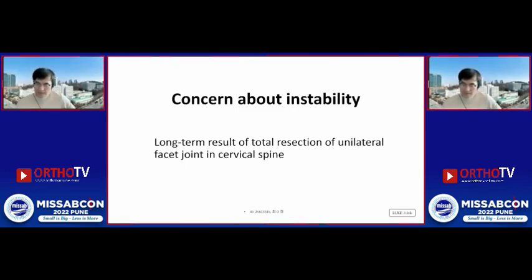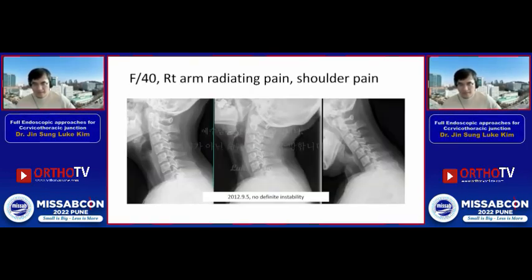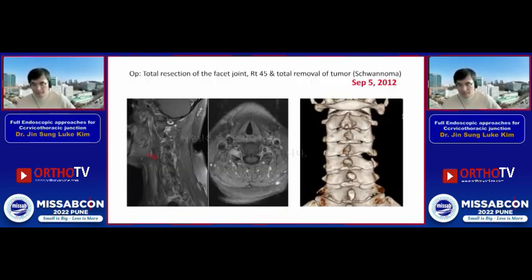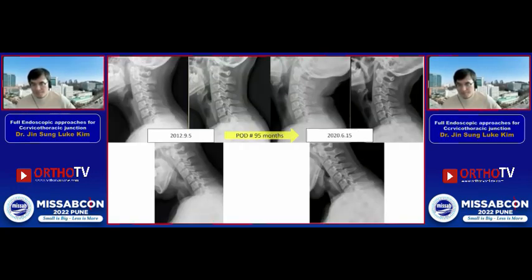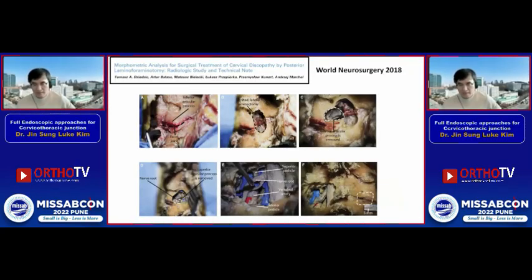What about this case, even though it's not the CT junction, concerning instability following the total resection of the facet joint as well? This is my patient who underwent the total facetectomy and mass removal. I followed him for nearly more than 100 months, and no instability is there.